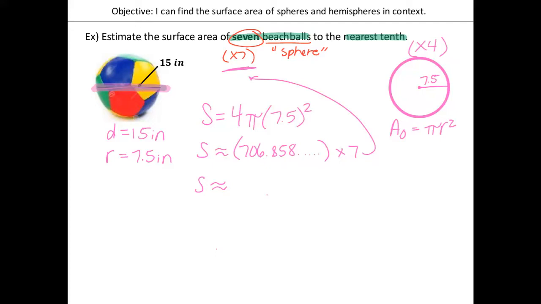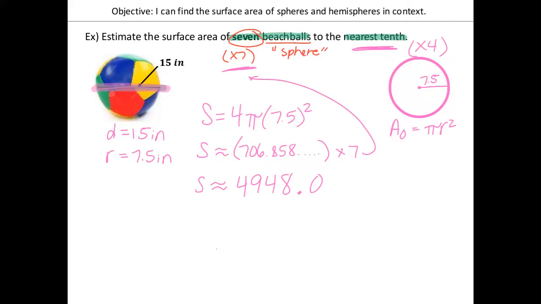Okay, so go ahead and multiply by 7 and then check the answer with your partner. See what did you guys get. And then this answer is the one you round to the nearest 10. Okay. Do you guys have an answer? 4,948.00. So just 0.0, or you can just say 4,948.